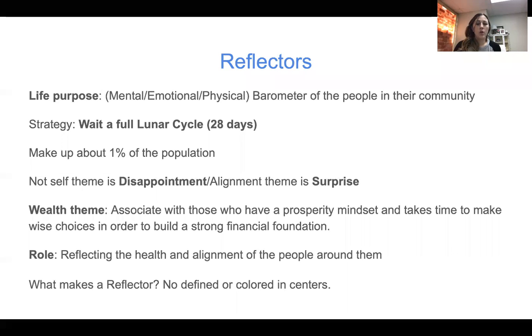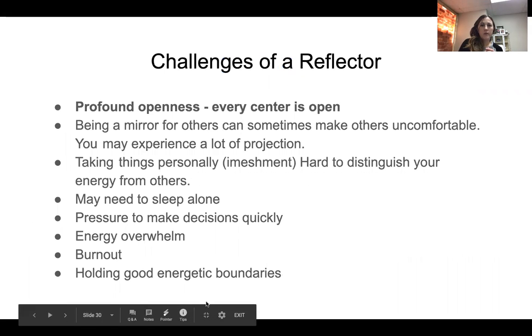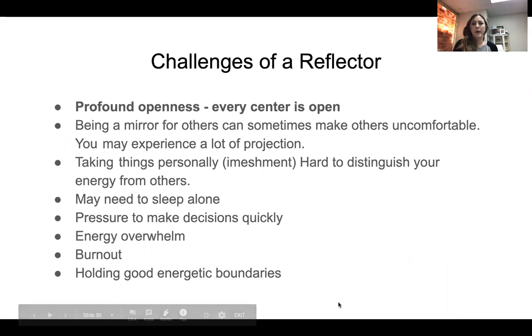So the role of the reflector is reflecting the health and alignment of the people around them. Their job is to step back and tell you where you're at, where society is sitting, what that looks like. And they tell you when you're in alignment and when you're not. The challenge of a reflector is that profound openness. They're really open, and so they experience a lot of variability.